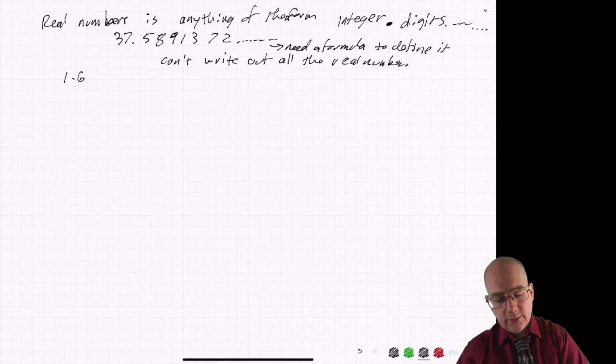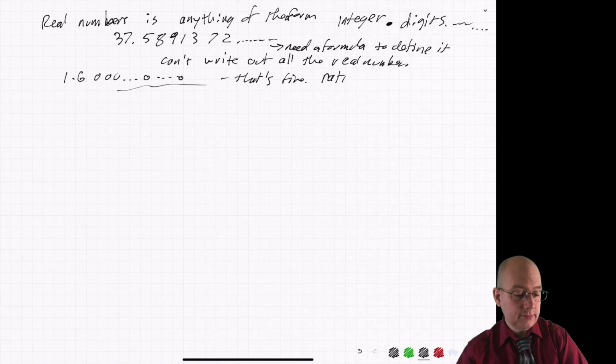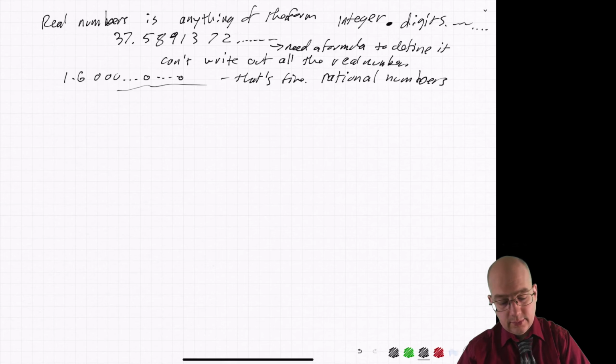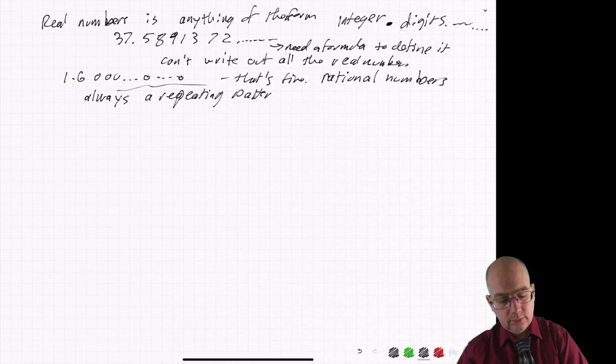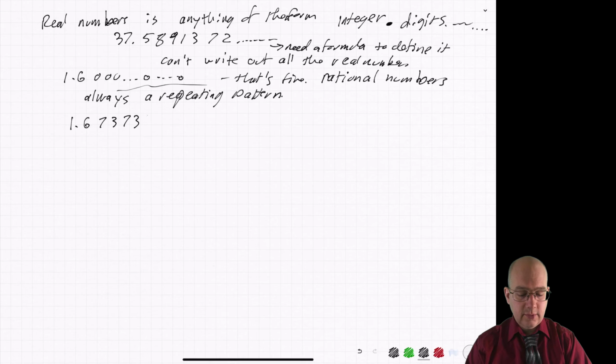So something like 1.6, and then you got 0, 0, 0. It's all zeros, right? That's fine. That's a rational number. And rational numbers always have patterns, always a repeating pattern. So if you had a number with a repeating pattern, like let's say 1.67373373, let's call that x.